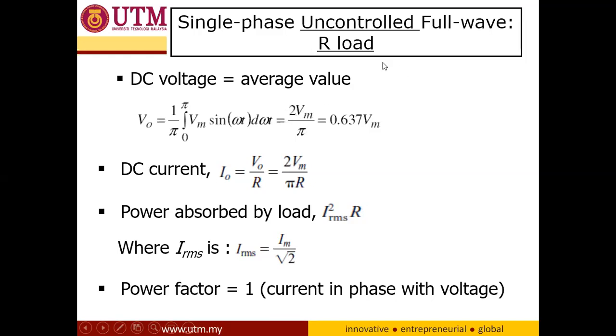And since it is R load, the I out average can be simply calculated by using V out average over R. And the power absorbed, as mentioned earlier, you need to use RMS value. Okay, where for the IRMS is actually Im over square root 2. And the power factor is 1.